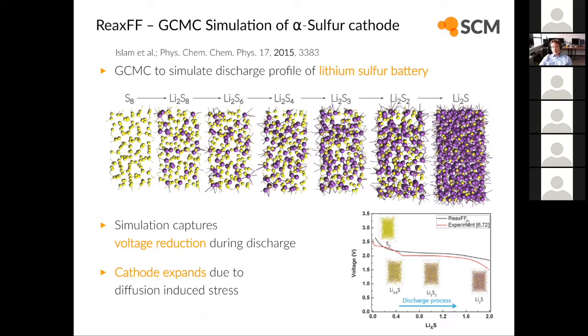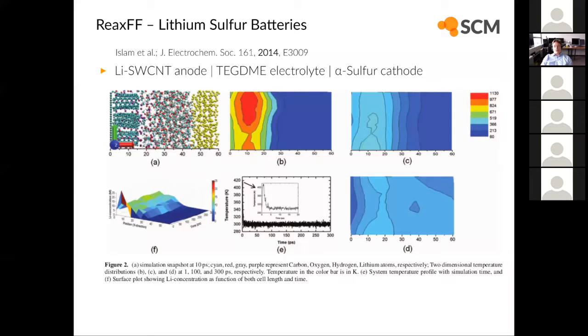And then obviously, if more and more lithium ions are added into the system, the whole system has to expand, and therefore there is an induced stress due to this diffusion of lithium ions. This is one part. However, obviously one would like to simulate the whole battery in itself. So not only the cathode part, but also in that case a lithium anode part, which is covered by single-walled carbon nanotubes, and then an organic electrolyte material in between them.